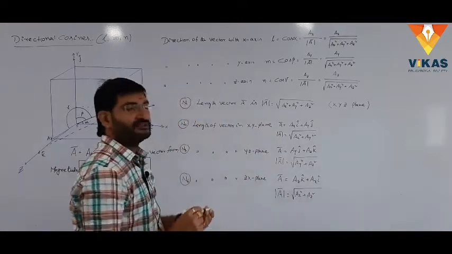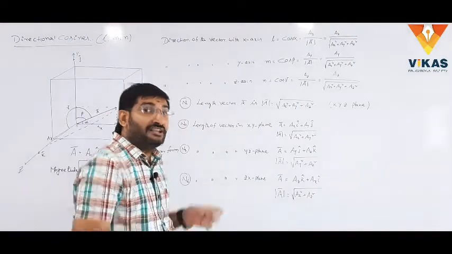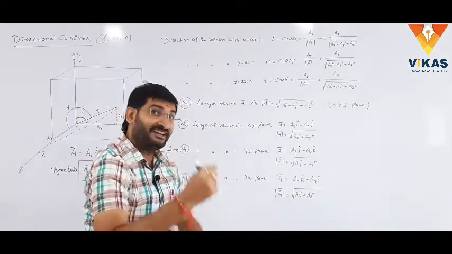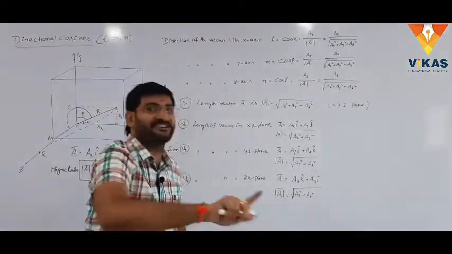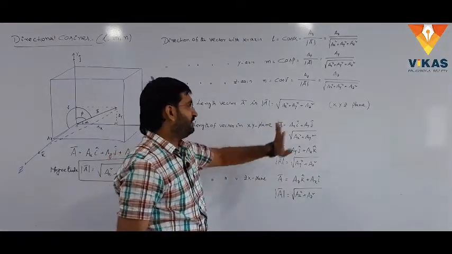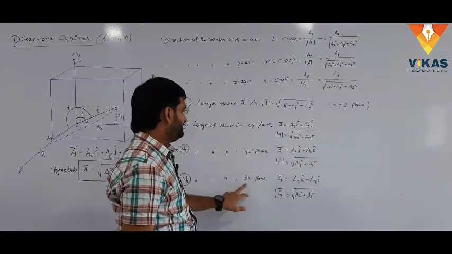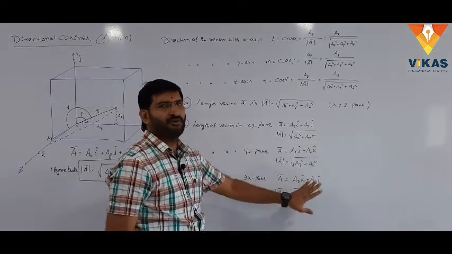How to find out the length of the given 3-dimensional vector in a 2-dimensional plane? Here in the xy plane, x and y components are there. In the yz plane, y and z components are there. In the zx plane, z and x components are there.